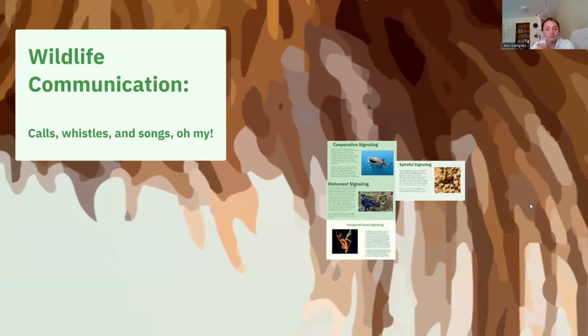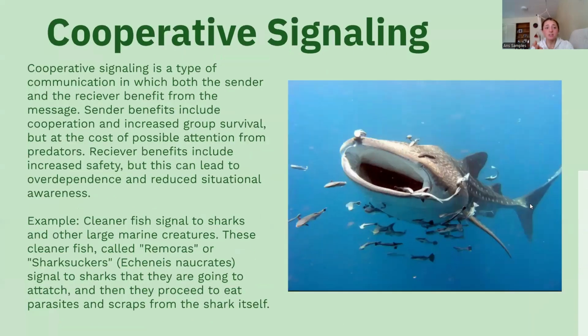Signaling. So let's get into it. Cooperative signaling. Cooperative signaling is communication where the sender and the receiver experience gained benefit together. So mutualistic. This is symbiotic relationships. This is tit for tat. The sender benefits are cooperation and increased group survival. And obviously receiver benefits are increased safety and group survival. But costs, the sender could draw attention from predators, and the receiver could develop some overdependence and rely on this. So that's cooperative signaling in a nutshell.